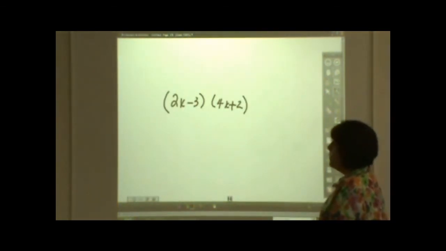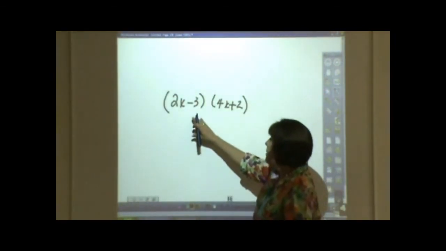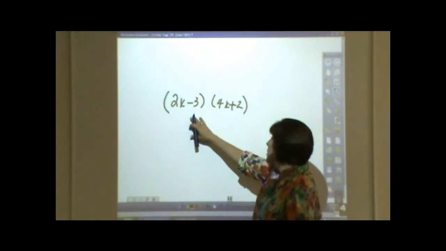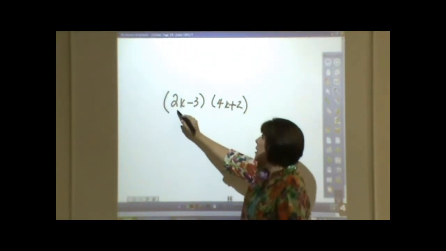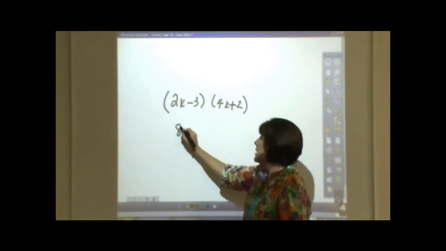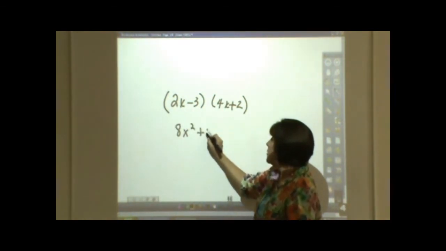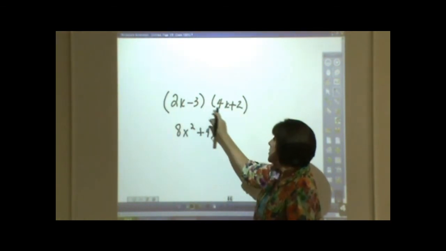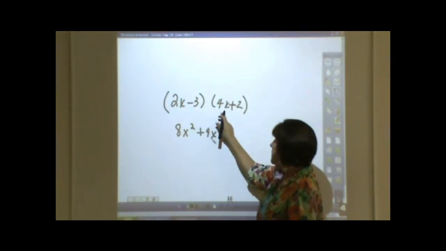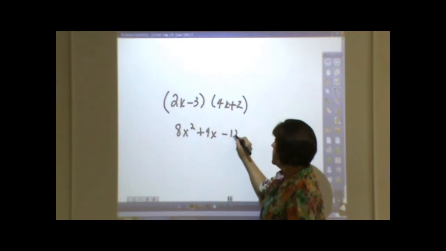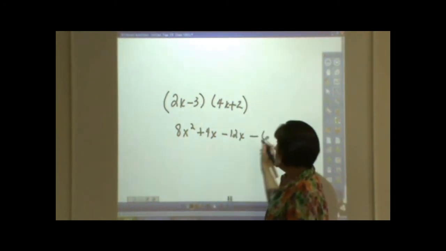In our next example, we have increased the binomials by adding some coefficients on the first terms. But again, first times first would be 8x squared. Outer term, 2x times 2 would be a plus 4x. Inner term, negative 3 times positive 4 would be a negative 12x. Last times last would be a minus 6.